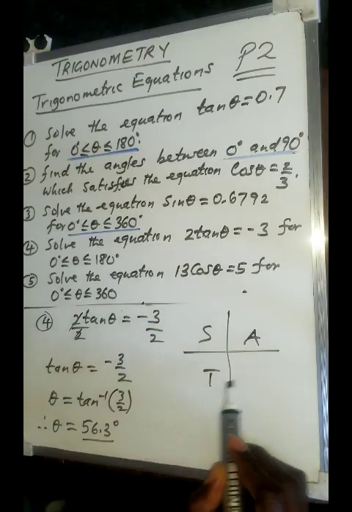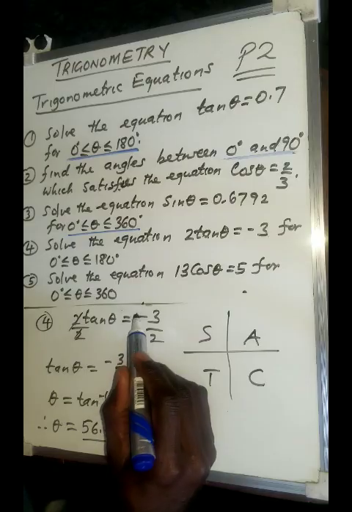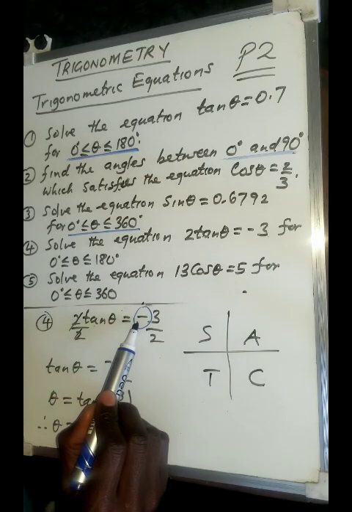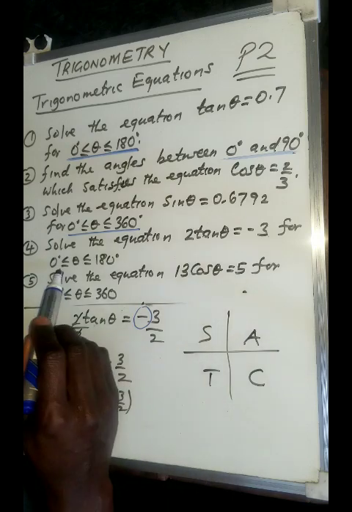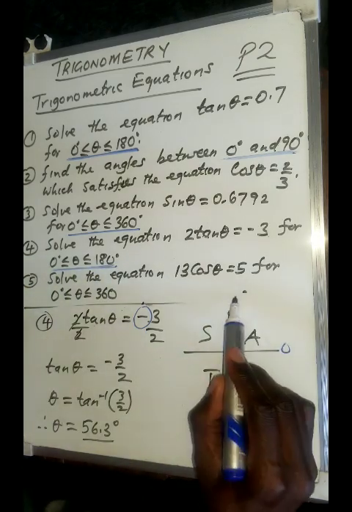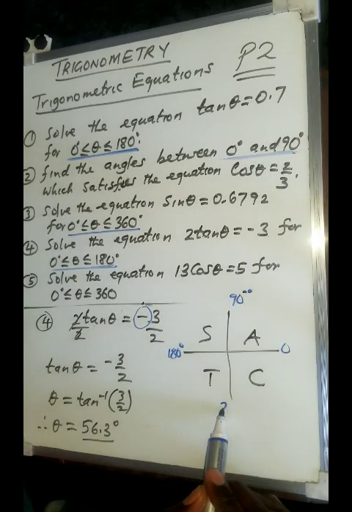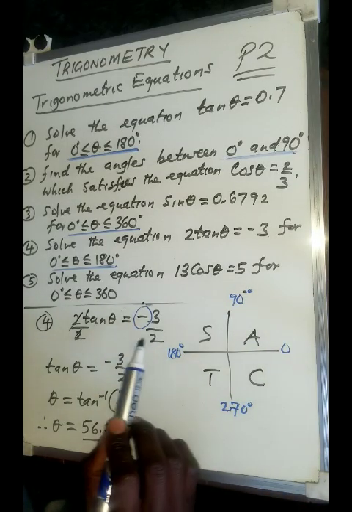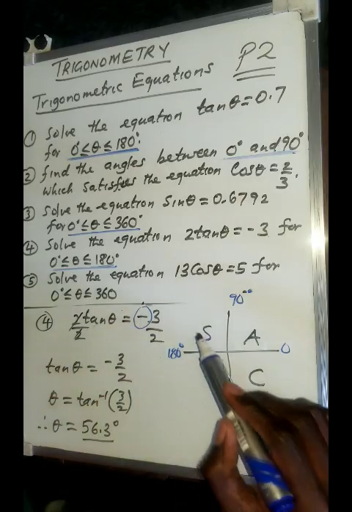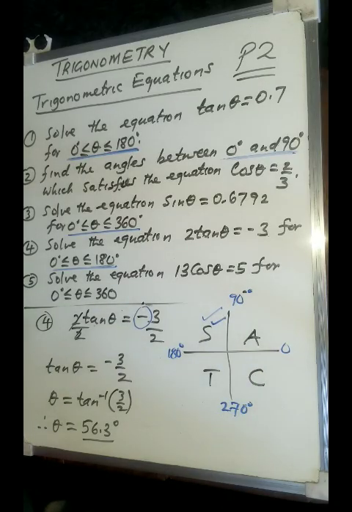All students take chemistry. Now because if you notice here, this had a negative, so they are telling you you are getting your angles where tan is negative. And remember, they have given you a restriction between 0 and 180. So 0, 90 and 180. So you can't go beyond that in that case. So where is tan negative? Tan is negative in the second quadrant.